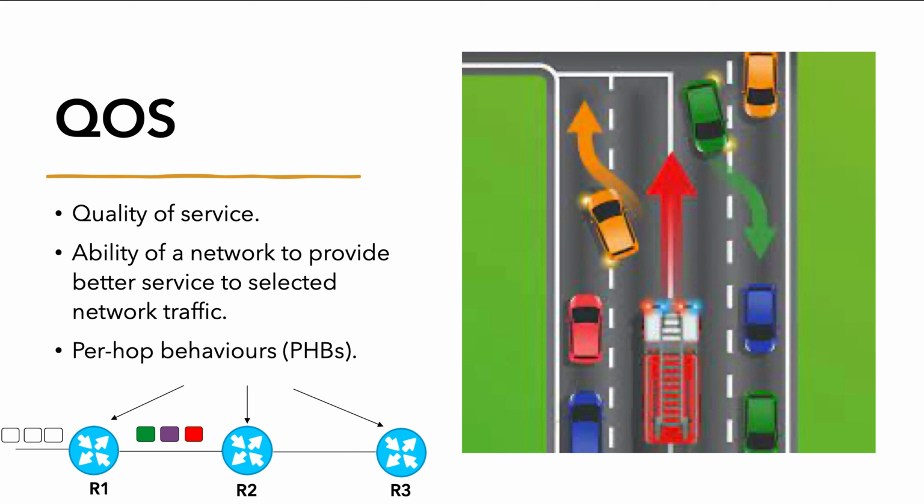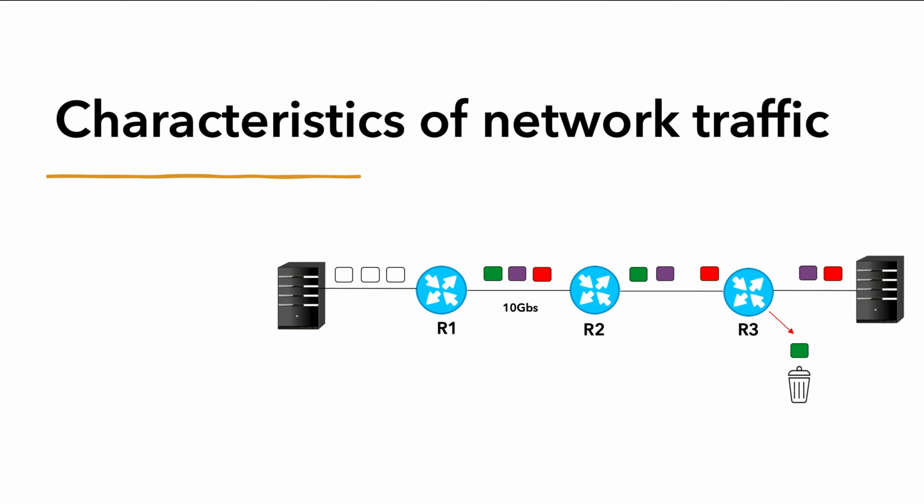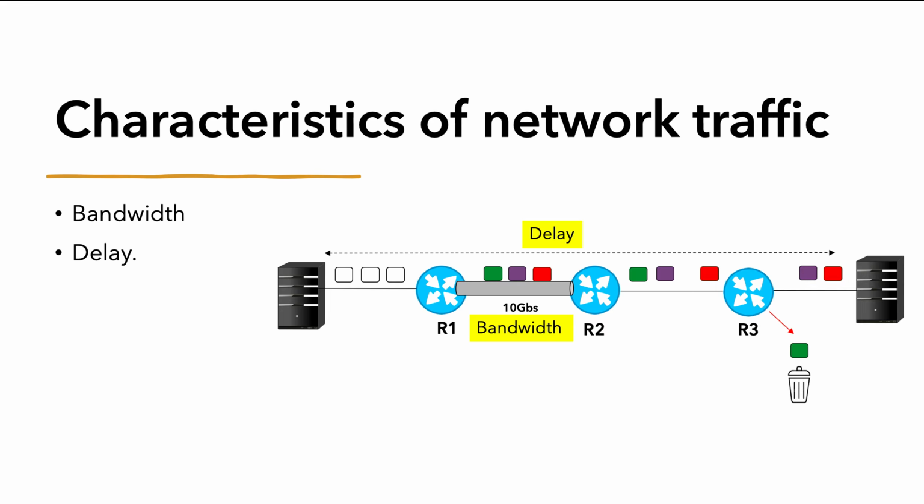Cisco offers a variety of QoS tools on their network devices. These tools give you the means to manage four different characteristics of a network: bandwidth, delay, jitter, and loss. Let's go ahead and look into each of these characteristics briefly.